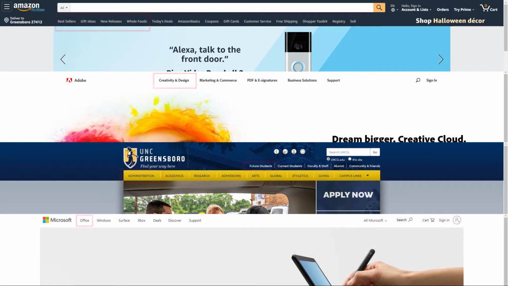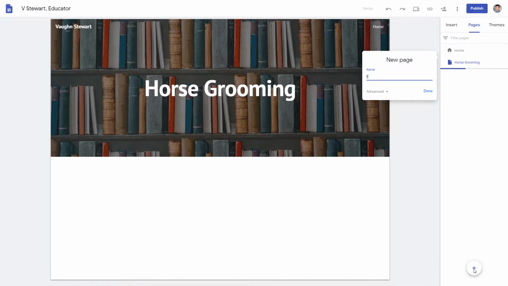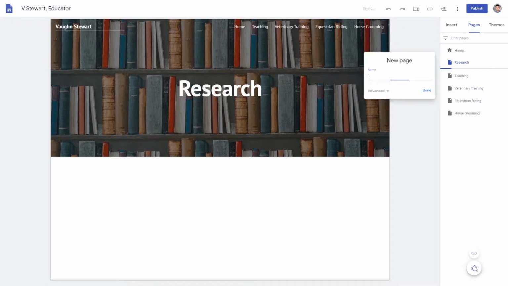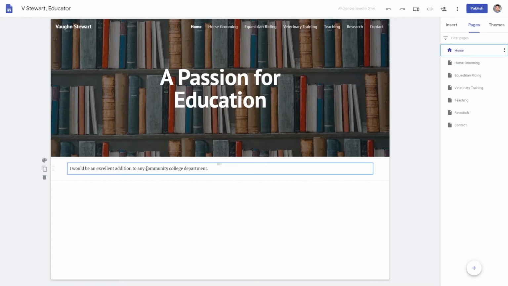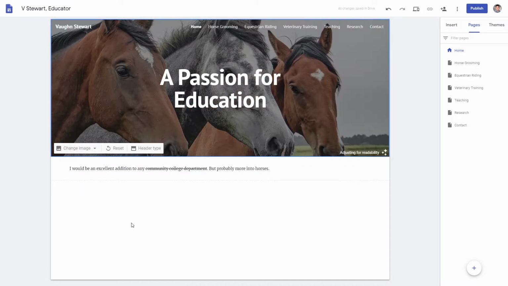Similarly, people will look at the order of elements and read into it deeply. If I was creating an e-portfolio about myself and the navigation at the top said home, horse grooming, equestrian riding, veterinary training, teaching, research, contact, well, somebody would logically assume that my primary interests are in the equestrian sciences and perhaps with a secondary interest in becoming a vet.